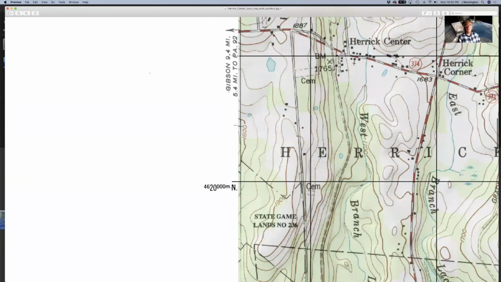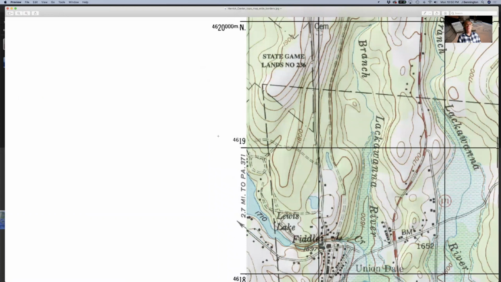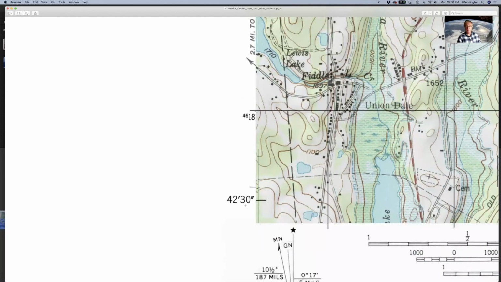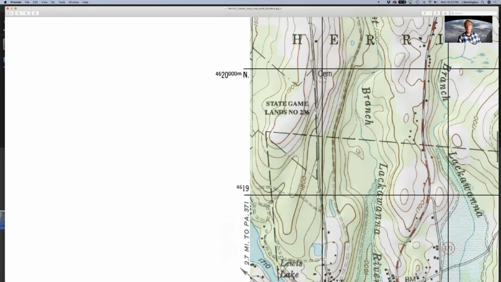If we go down the map on the other side, we see a number here, 4,620,000. That is the northern UTM coordinate. So that means that this line here is 4,620,000 meters north of the equator. That's the 0 line for northern coordinates in UTM. 1,000 meters south of that line, we have 4,619,000, 4,618,000. So again, UTM lines are counting by thousands, and it's fairly easy to estimate in between. Halfway in between would be 4,619,500.